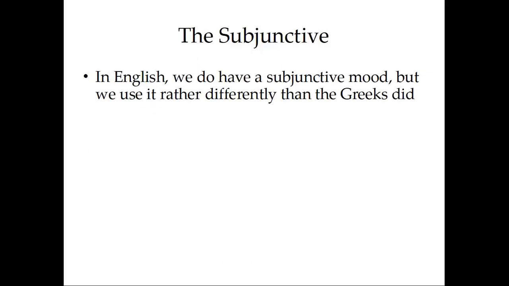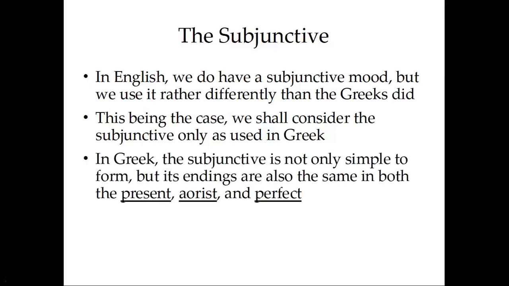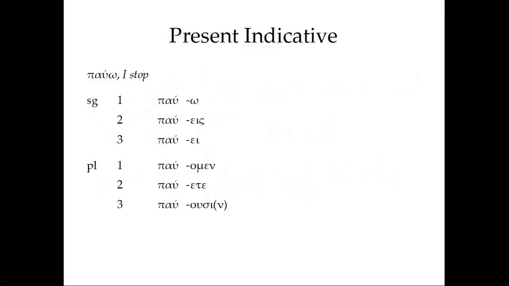We turn today to the subjunctive, leaving only the optative for later. In English, we do have a subjunctive mood, but we use it rather differently than the Greeks used theirs. Also, we use it rather sparingly in modern English. This being the case, we shall consider the subjunctive only as used in Greek. In Greek, the subjunctive is not only simple to form, but its endings are also the same in the present, aorist, and perfect. This is excellent news.